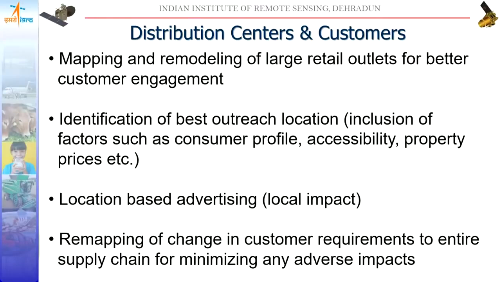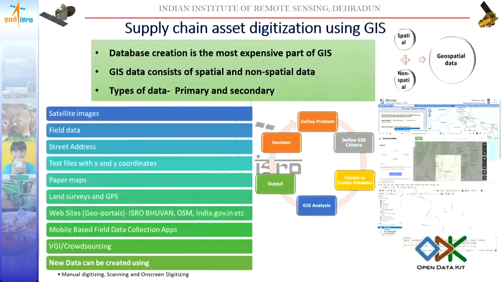In fact, for distribution centers and customers, there is the mapping and remodeling of large retail outlets for better customer engagement, identification of best outreach location, location-based advertising, and remapping of change in customer requirement to the entire supply chain for minimizing any adverse effects. So these are basically good information which can provide you better distribution centers.